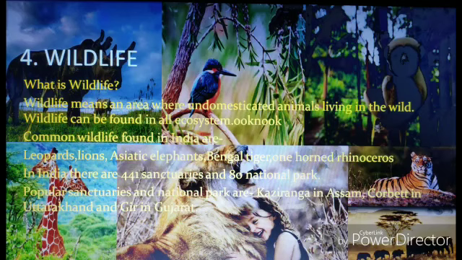In India, we have 441 wildlife sanctuaries and 18 national parks. Popular sanctuaries and national parks are Kaziranga in Assam, Corbett in Uttarakhand, and Gir in Gujarat.